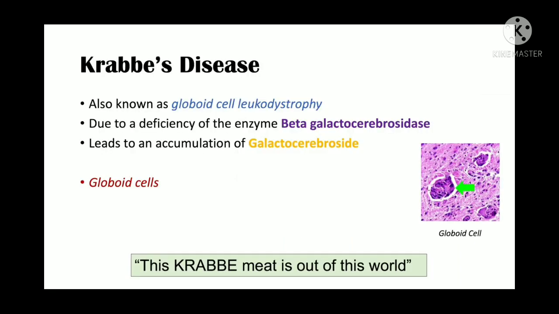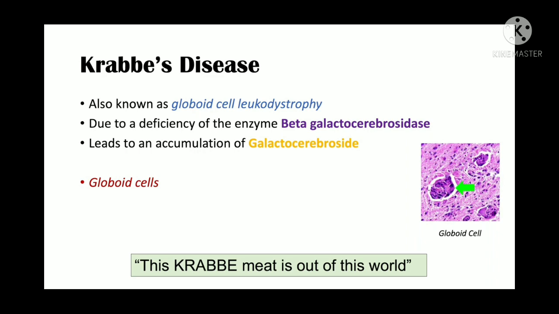And the way we're gonna remember Krabs disease is by the phrase, "This crab meat is out of this world." So you think you're in a restaurant, eating some crab meat, and you're thinking, "Wow, this is so amazing. This crab meat is out of this world." How will this help you remember Krabs disease? Well, obviously, the word crab will help you remember that this is Krabs disease, and out of this world will help you remember the globe. So you can think of the world globe, so it's out of this world.